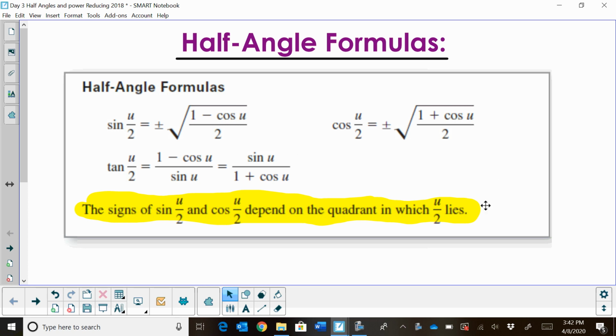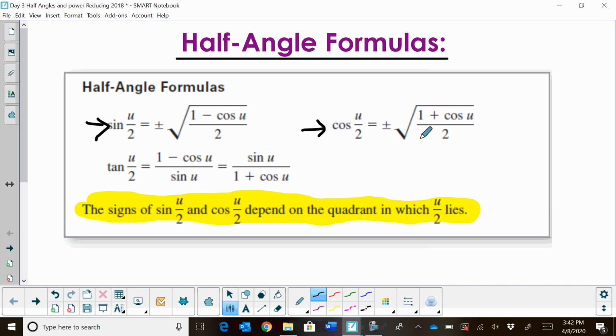So here are our half-angle formulas we're going to work with. We have the sine of a half angle is equal to plus or minus the square root of the whole quantity, all under the radical, 1 minus cosine u all over 2. Cosine's half angle is equal to positive or negative the square root of 1 plus cosine u all over 2. All this quantity is under the radical.